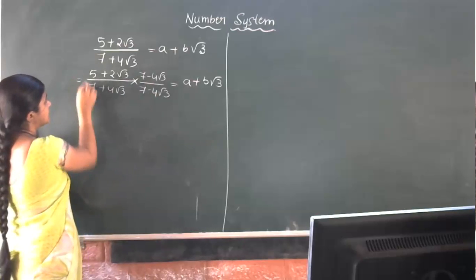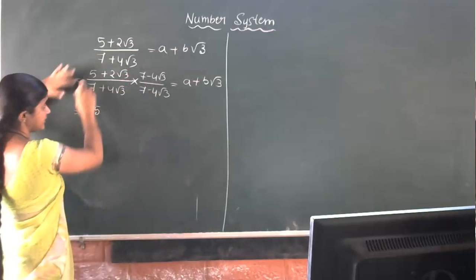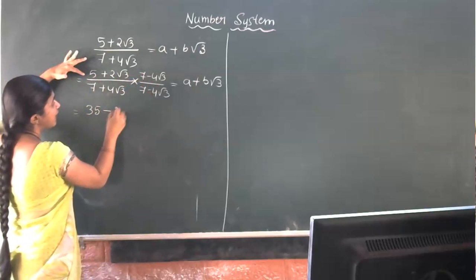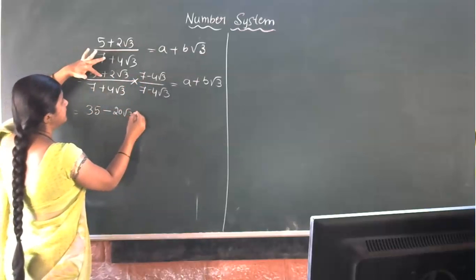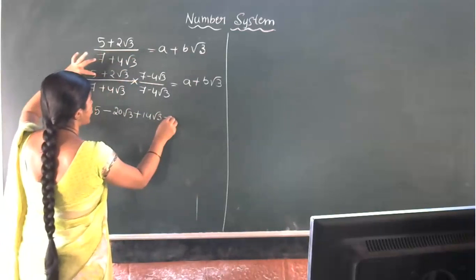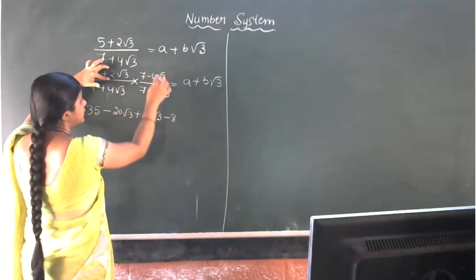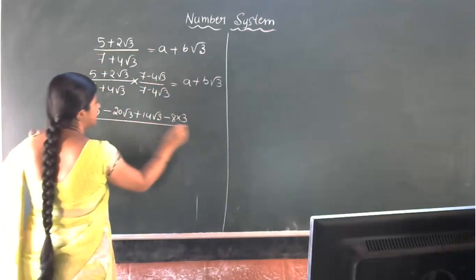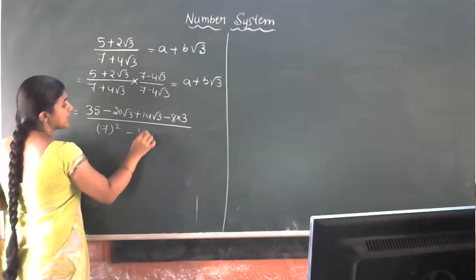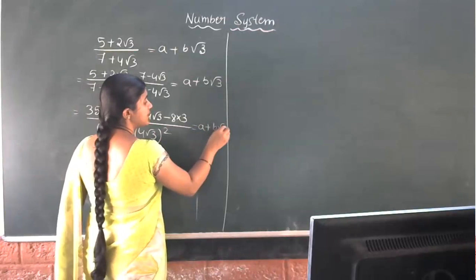Now let us start with this 5. 5 sevens are 35, then minus 5 fours are 20 root 3, then plus 2 sevens are 14 root 3, then plus into minus is minus, 2 root 3 into 4 root 3 is 4 twos are 8, root 3 into root 3 is 3, 8 into 3, divided by 7 square, A square minus B square, 4 root 3 whole square, which is equal to A plus B root 3.